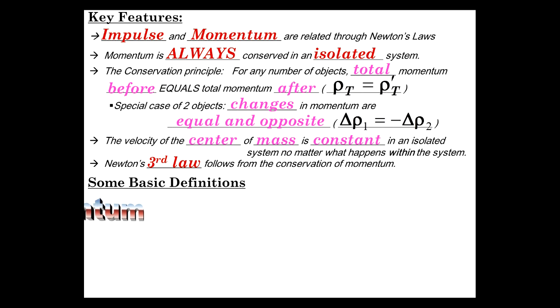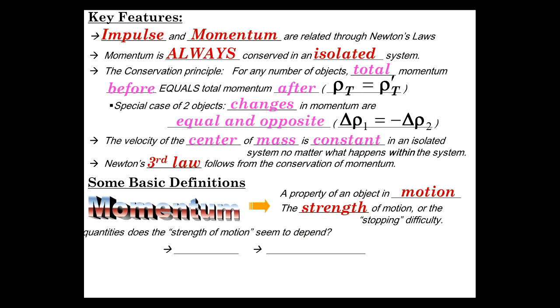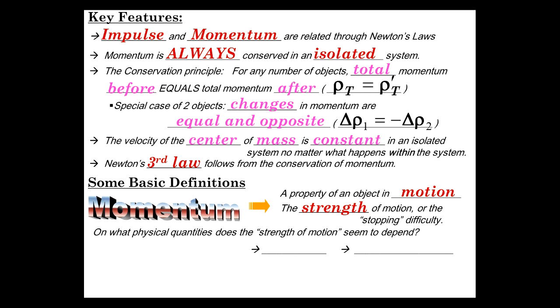Okay. Basic definitions. We have momentum, and it's a property of an object in motion. Moreover, I would like to think of it as the strength of motion. Another way you can think about that is the stopping difficulty.